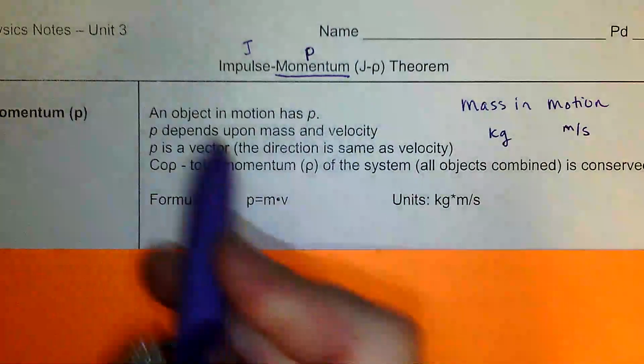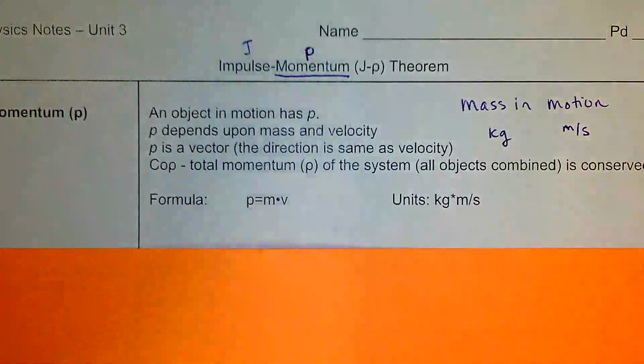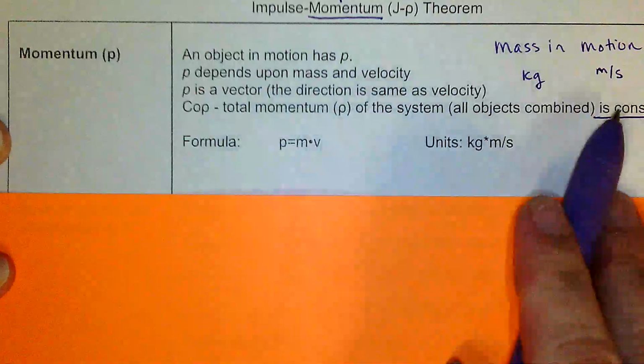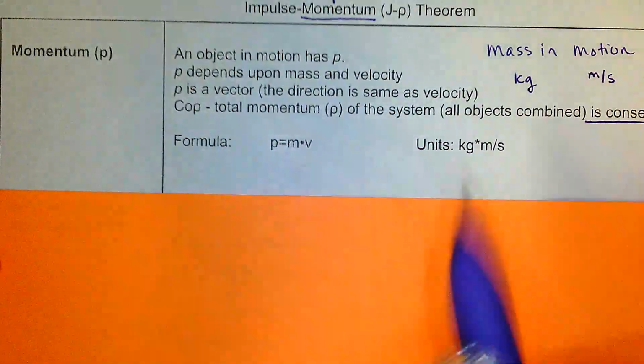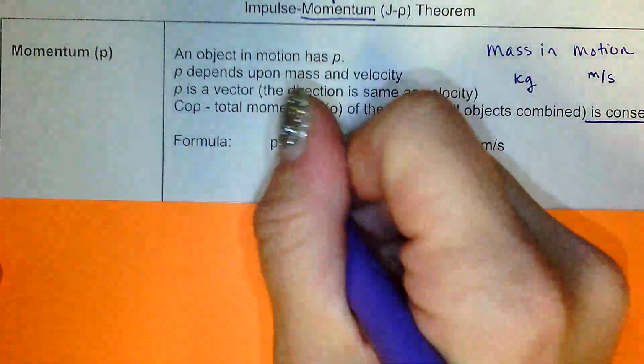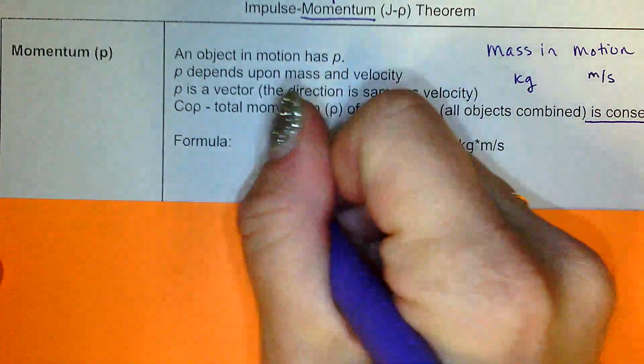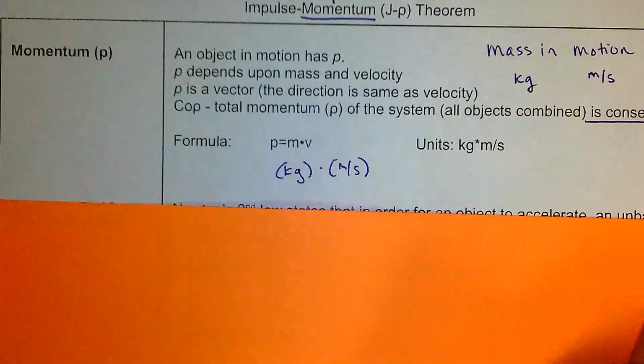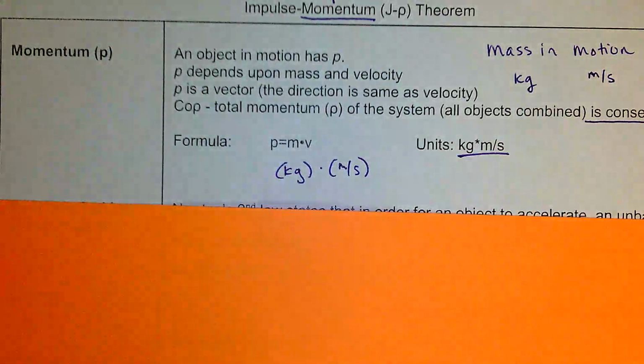All right. This conservation of momentum, don't worry about it so much right now. We're going to go into that next. So our formula for momentum is just going to be mass times velocity. So mass in kilograms times that velocity in meters per second. Okay, so our unit is going to be kilograms times meters per second.